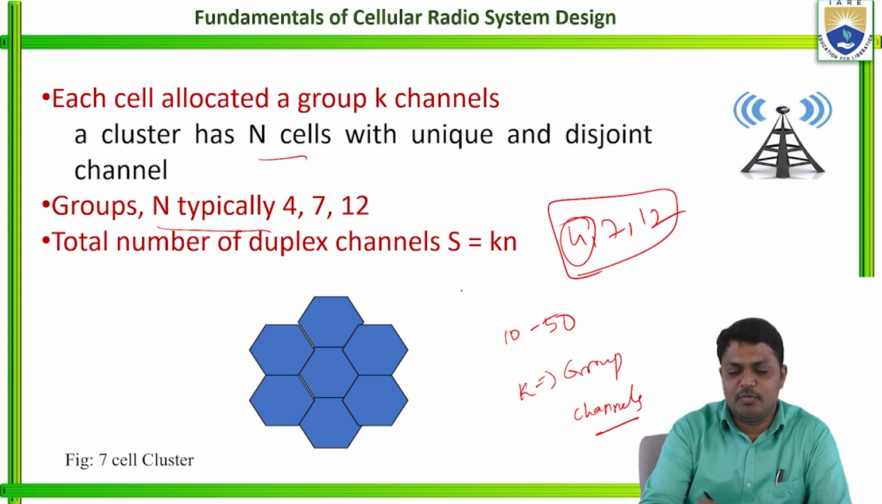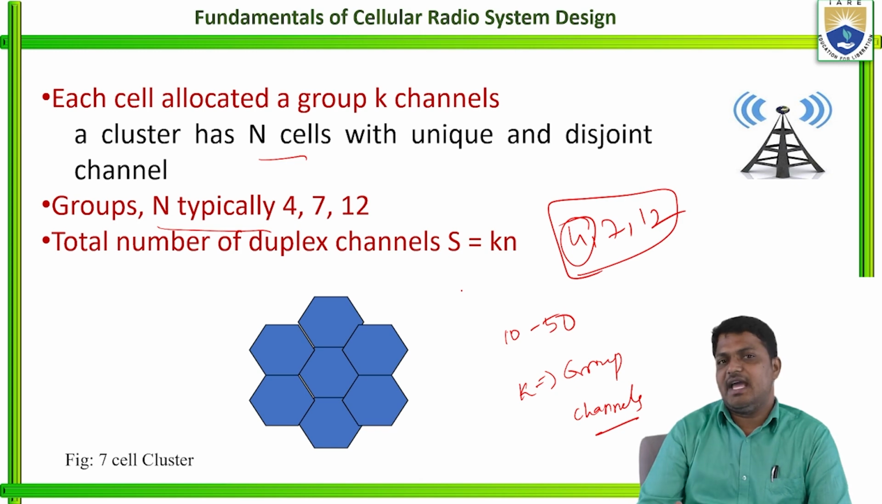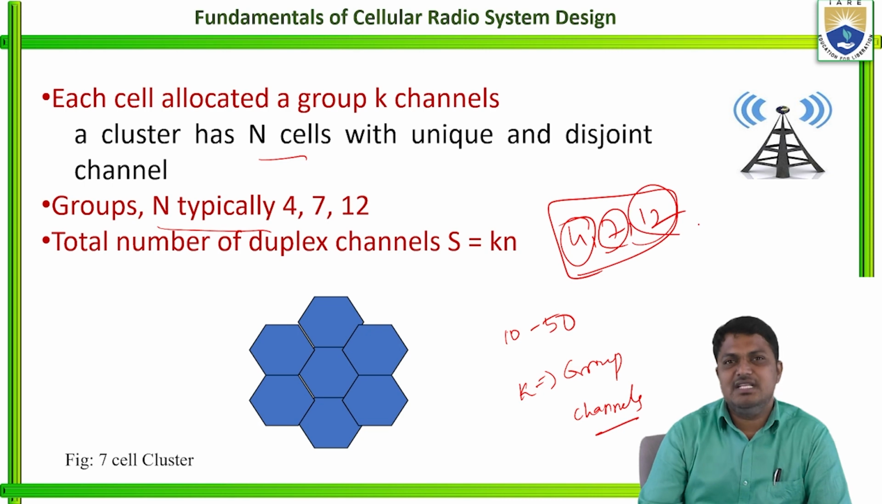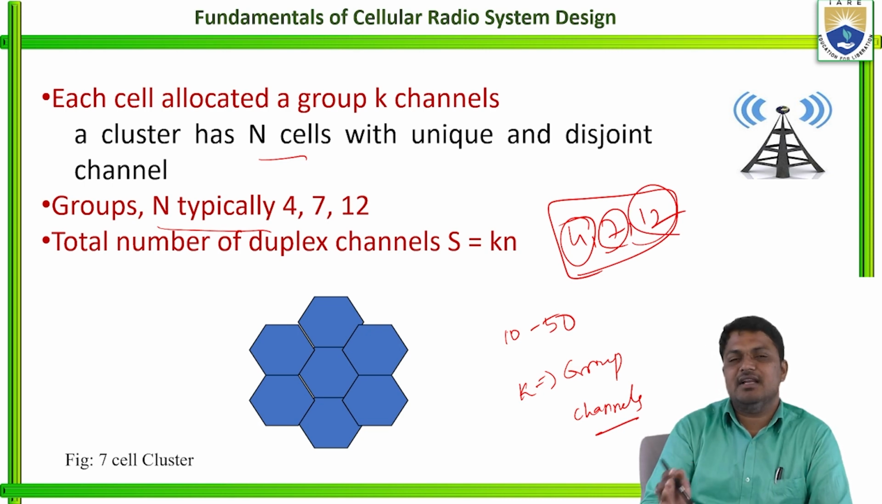For example, a group of 4 cells is called one cluster. Another cluster formation is the 7-cell cluster, and another is the 12-cell cluster. So these are all called cluster numbers.